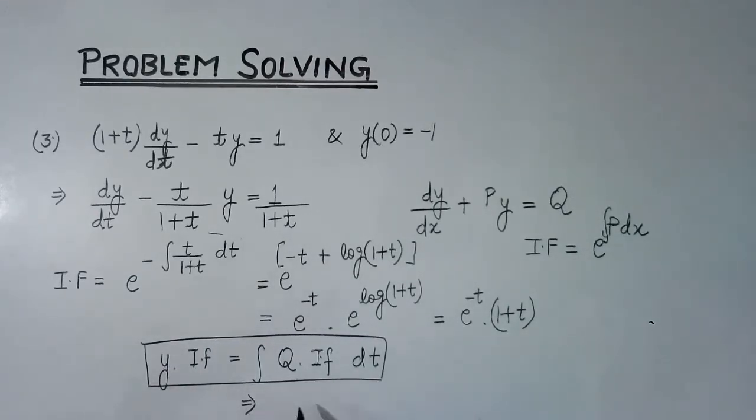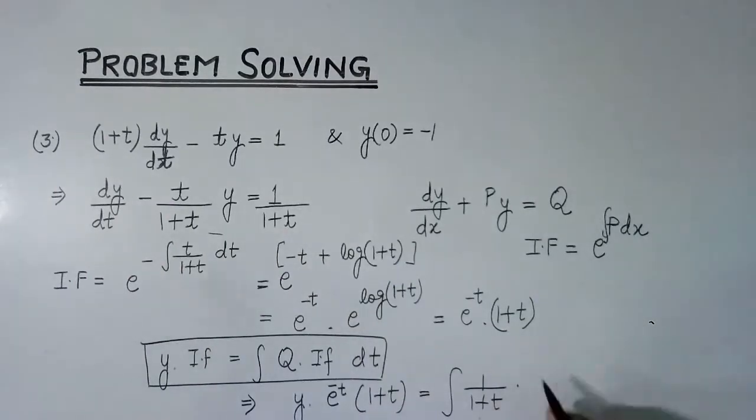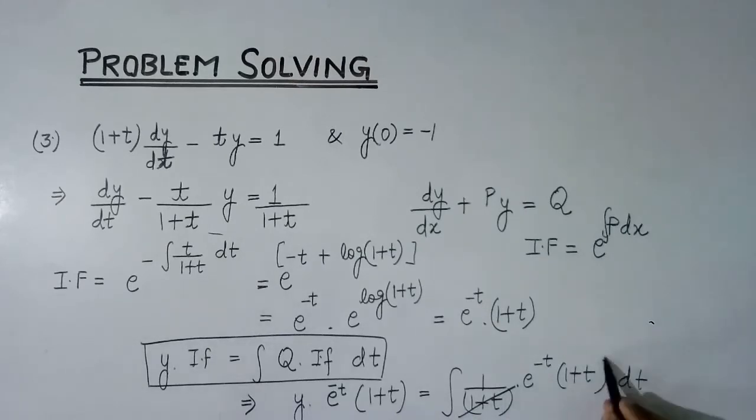Okay. So y into the integrating factor e raised to the power minus t, 1 plus t, is equal to the integral of q, which is 1 upon 1 plus t, and the integrating factor is, where is that? Okay. So this term will be cancelled and you can easily find the integration of e raised to the power minus t. Okay. And you will get the final solution of the differential equation.